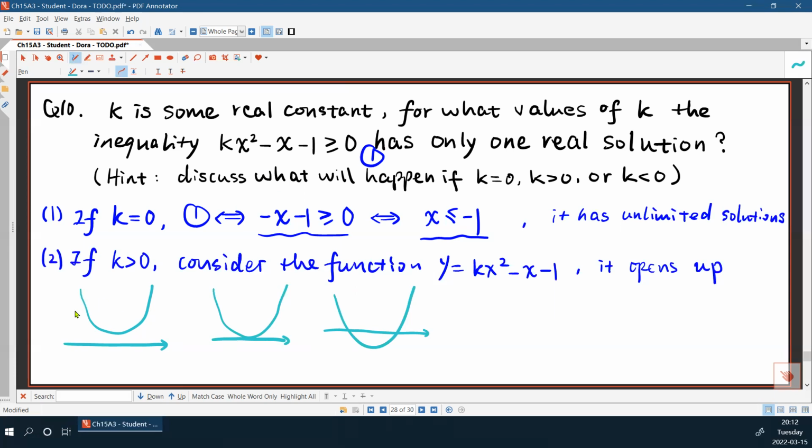In the first case, how many solutions are there to make this function greater than or equal to 0? How many solutions are there?